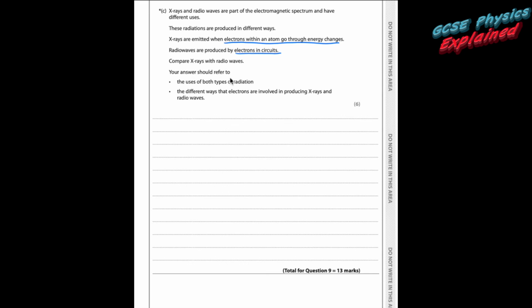Your answer should refer to the uses of both types of radiation and the different ways that electrons are involved in producing X-rays and radio waves. So we'll split it up into X-rays and radio waves. Right, let's give uses of both of them.